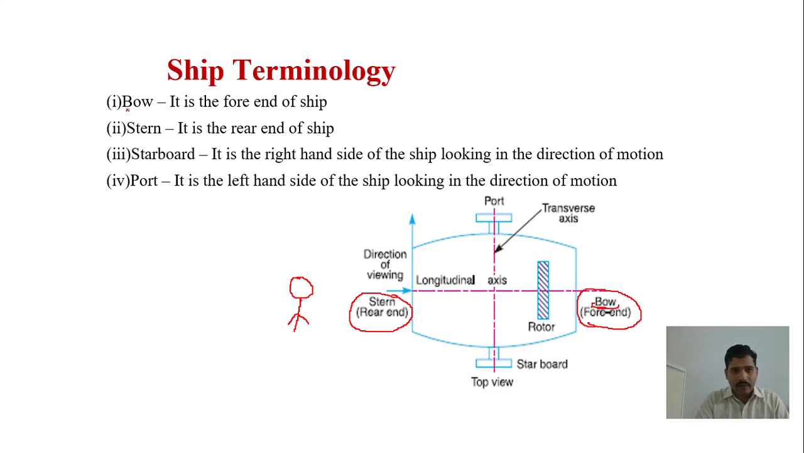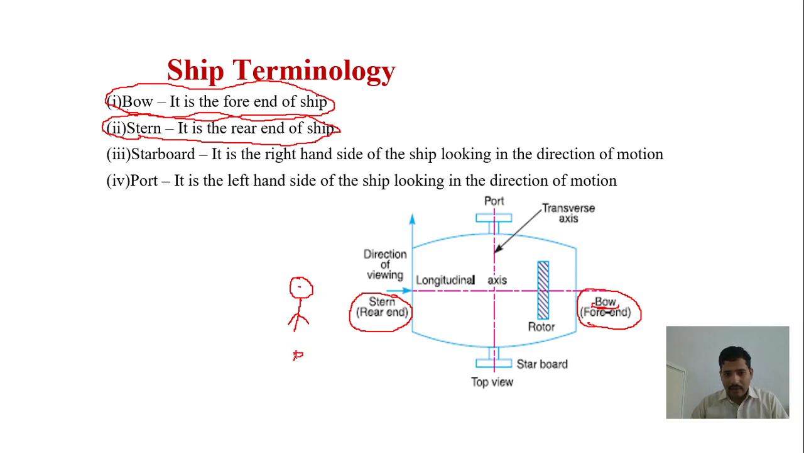Let us see. The fore end of the ship we can say is the bow, and the rear end of the ship we can say is the stern. Let us assume I am an observer, observing from the rear end. So this is my right hand side and this is my left hand side.